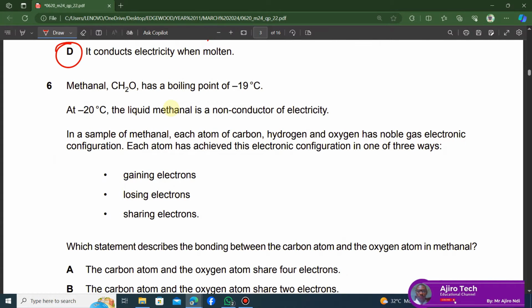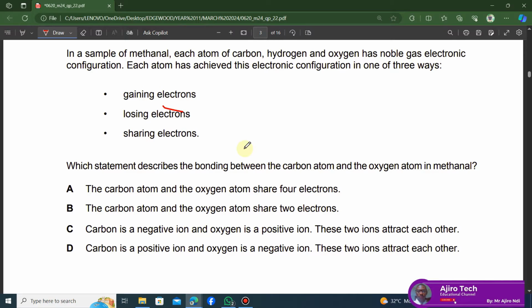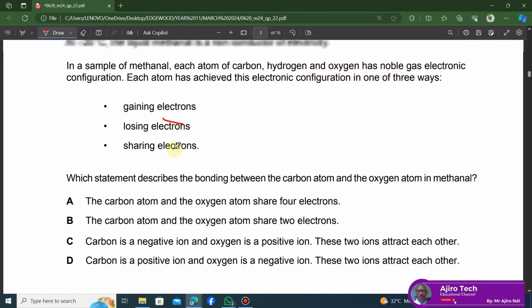Methanol has a boiling point of minus 19 degrees Celsius, and at 20 degrees Celsius, the liquid methanol is a non-conductor of electricity. All right. Now, in a sample of methanol, each atom of carbon, hydrogen, and oxygen has a noble gas electronic configuration. Each atom has achieved the electronic configuration in one of 3 ways: either by gaining electrons, by losing electrons, or by sharing. All right. So which statement describes the bonding between carbon atom and oxygen atom in methanol?